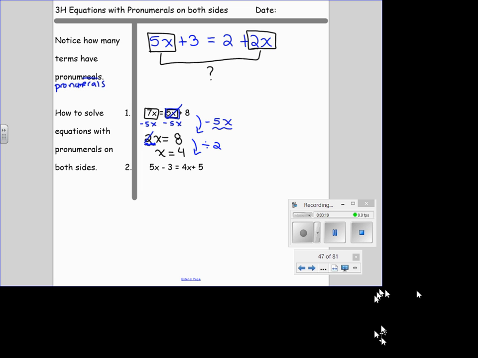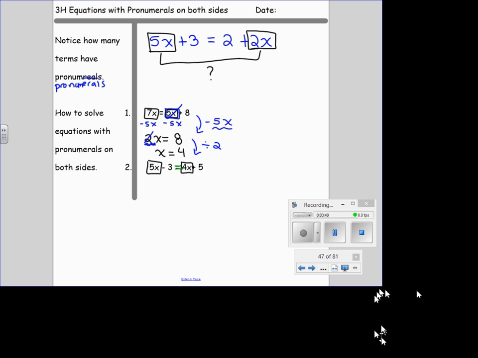So let's try one more example where I have two pronumerals in my equation. Notice that I have a 5x and I have a 4x in the second example. I have to be able to recognize that I have two terms with pronumerals before I can begin. The other item to recognize is that they're on different sides of the equal sign. So my equal sign is in between them, which is why I have to do the opposite operation to move it to the other side.